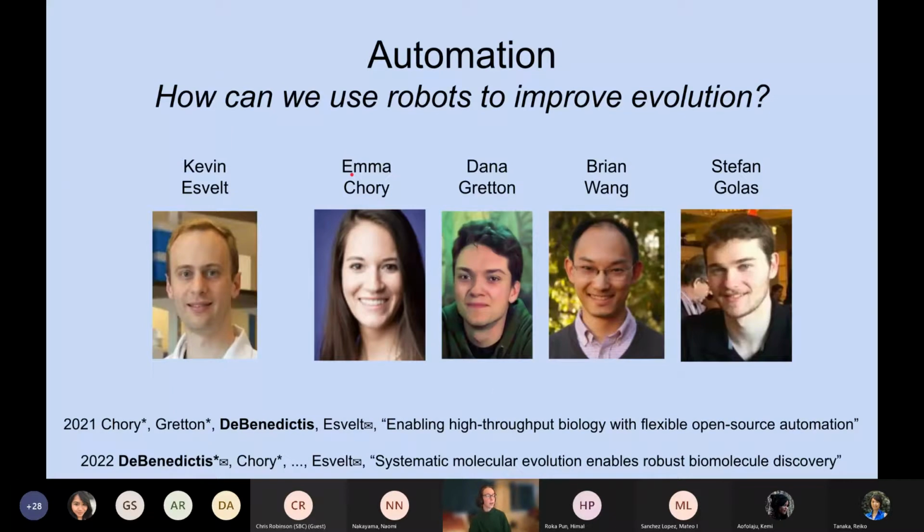Now, all of this work was done in the lab of Kevin Esvelt, who was my advisor in graduate school. Emma and Brian both worked more on the molecular biology side, and Dana and Stefan both did a lot of the software engineering that was necessary to get all of this to work together. And you can read more about this in both of these papers. The one on the bottom is specifically about PRANCE, and the one above it is about some other stuff we did with this automation.